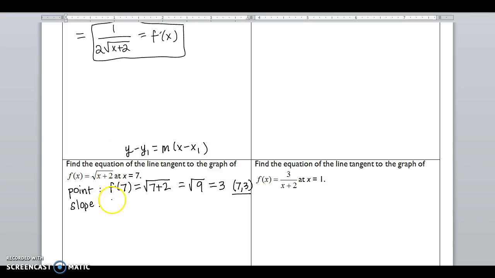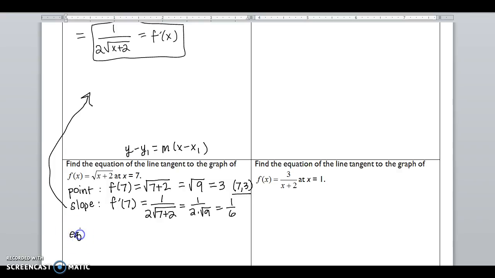For the slope, you plug the 7 into your derivative. That's the equation we just found up there. So 1 over 2 square root of 7 plus 2. So that's 1 over 2 times square root of 9, which is 3. So that's 1/6. That's our slope.